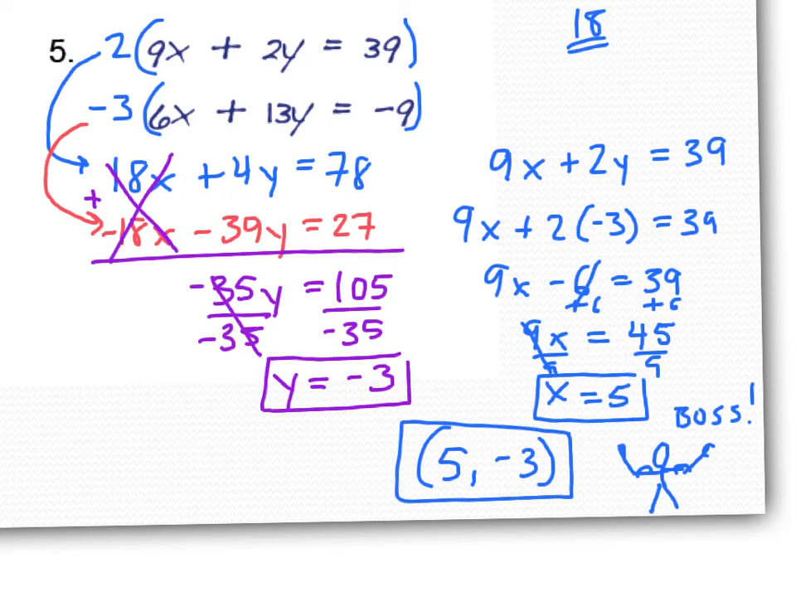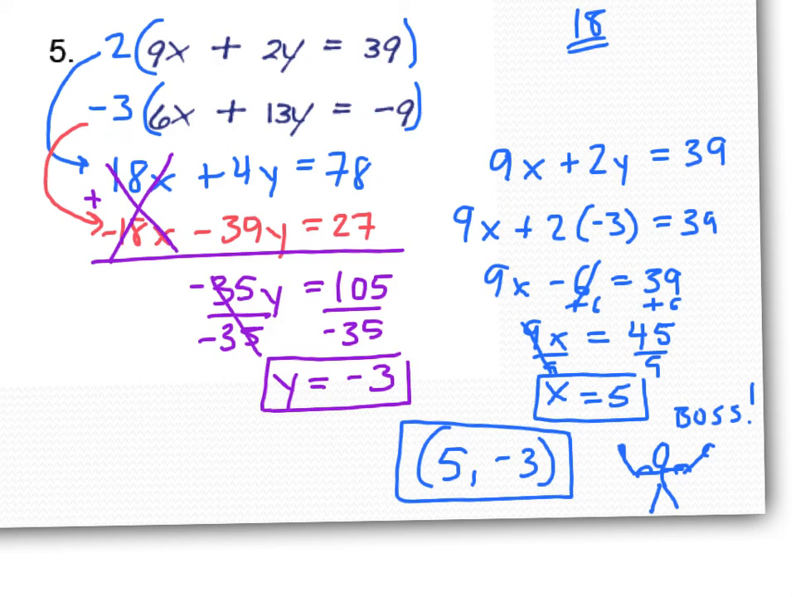But what I did is I thought, okay, what's the least common multiple between some of these numbers? So I took 9 and 6, and I know 9 times 2 is 18, and 3 times 6 is 18. So I used a common multiple of 18. What I did then is I multiplied the entire top equation by 2 and the bottom equation by negative 3. Again, I multiplied the entire thing. So I got the two equations here: 18x plus 4y equals 78, and negative 18x, because I multiplied by negative 3, minus 39y equals 27. Positive 27 because you have two negatives.